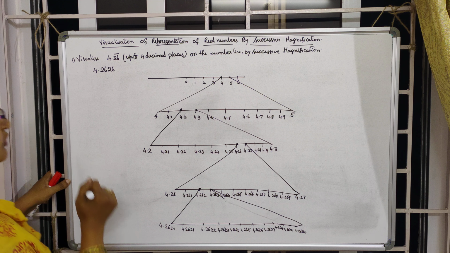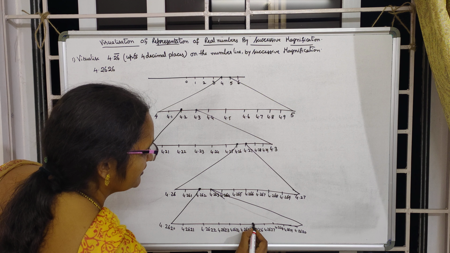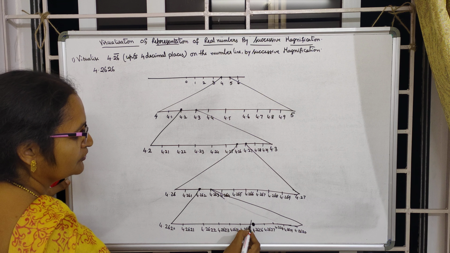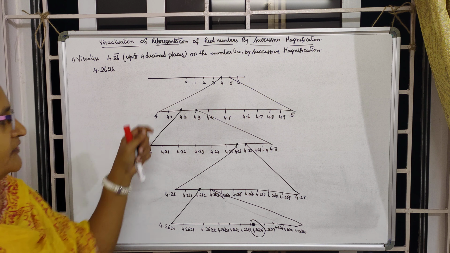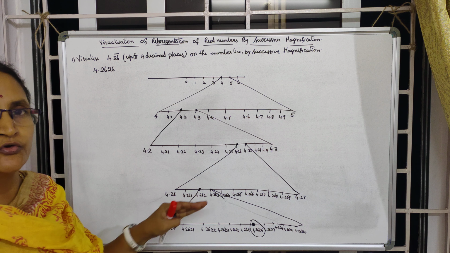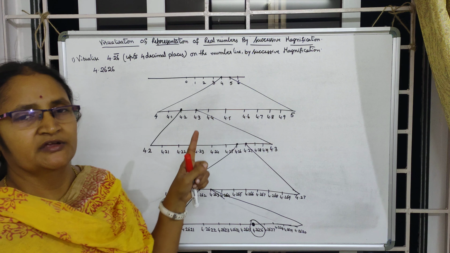Now the required position is 4.2626. This is the required position on the number line. This is the required one, 4.2626. In this manner, we will keep on magnifying the number line, and we are going to show the given sum on the number line by successive magnification.